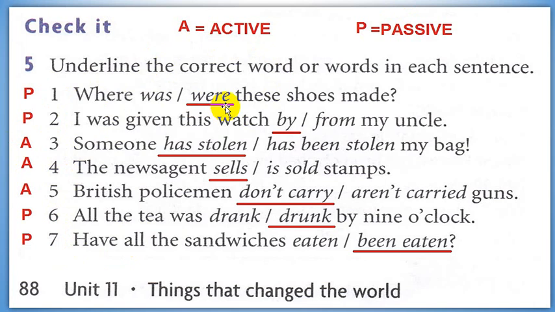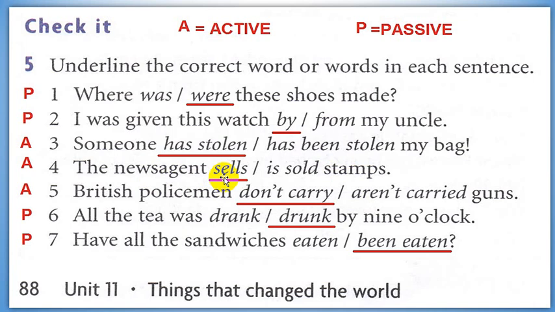Where was or were these shoes made؟ أكيد طبعا لأن these shoes for where. I was given this watch by or from my uncle. أكيد لأن by my uncle, not from my uncle. Someone has stolen or has been stolen my bag. No, someone has stolen. هو اللي سرقني. Okay, not my bag has been stolen. The news agent sells or is sold stamps? No. The news agent sells هو يبيع.